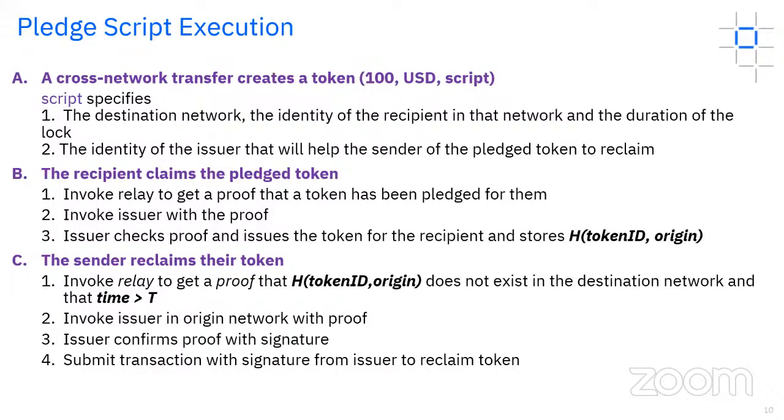So again, in the previous slide we just talked about claims, whereas in this slide we'll talk about claim and reclaim. So again, a pledged token would rely on invoking this relay service to get a proof that says, okay, there was a token pledged for Bob in Alice's network. Bob will then invoke their issuer with the proof, and then the issuer will check that this proof is valid and that the timeout has not elapsed.